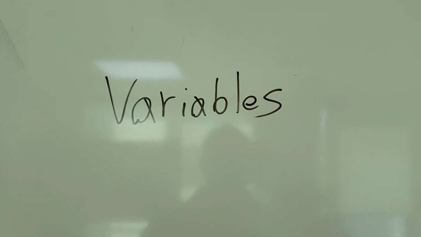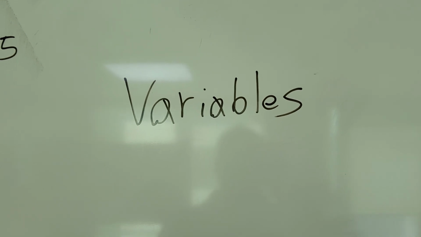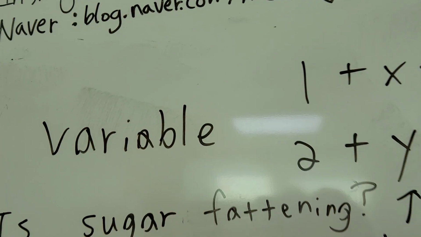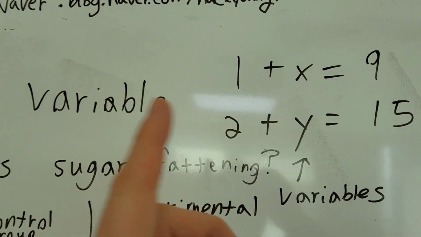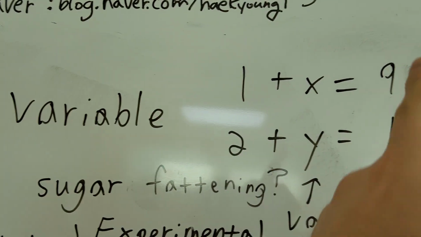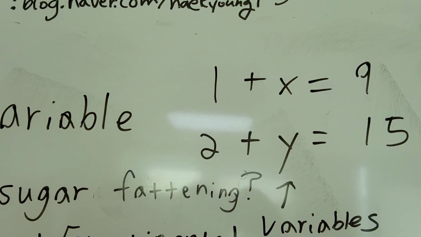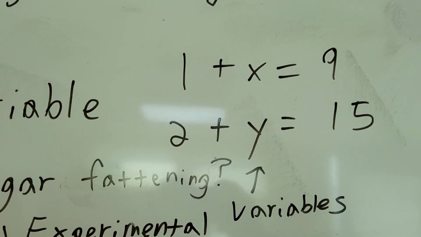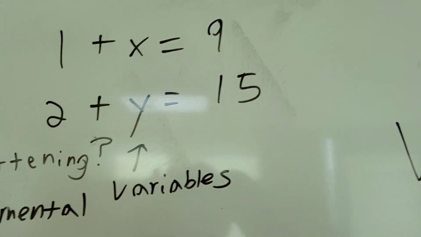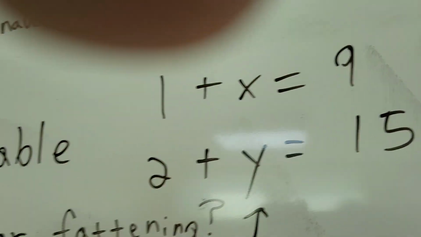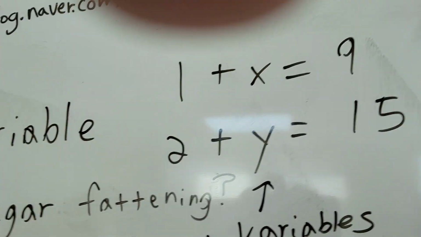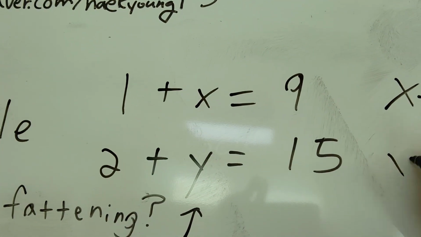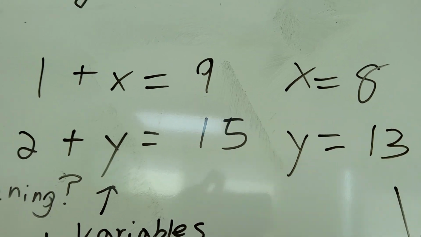There's something you're going to learn about if you're in math class or science class. So here's a variable I'm sure you're all familiar with from simple algebra. We've got x and y. 1 plus x equals 9, 2 plus y equals 15. These variables are pretty easy to solve. We know here x equals 8 and y equals 13.